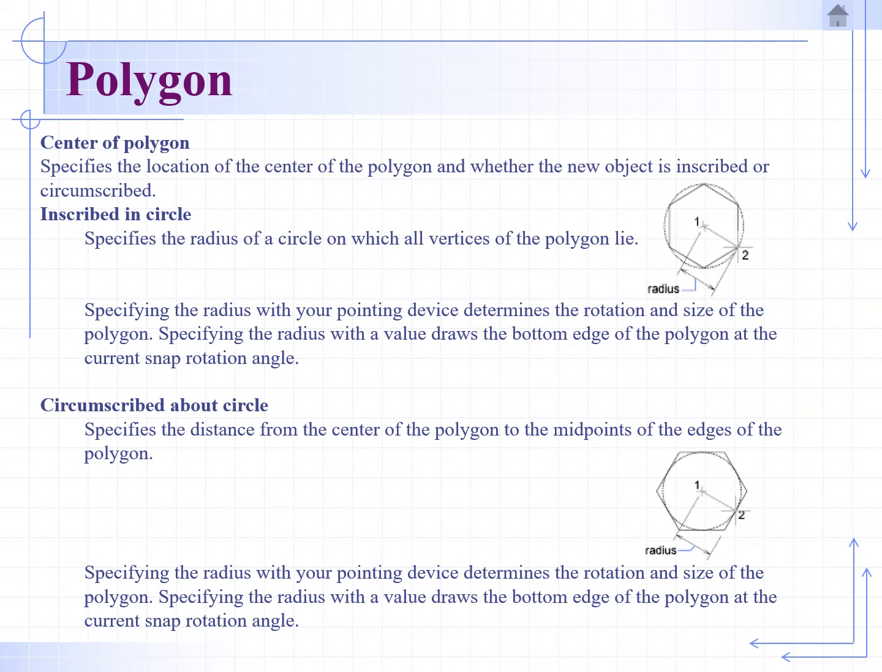Circumscribed about the circle specifies the distance from the center of the polygon to the midpoints of the edges. You can see the circle is tangent to the midpoints here. Specifying the radius with your pointing device determines the rotation and size of the polygon. So just where you have your cursor, and then how far you drag it out is going to determine the size and how it's oriented. Specifying the radius with a value draws the bottom edge of the polygon at the current snap rotation angle.